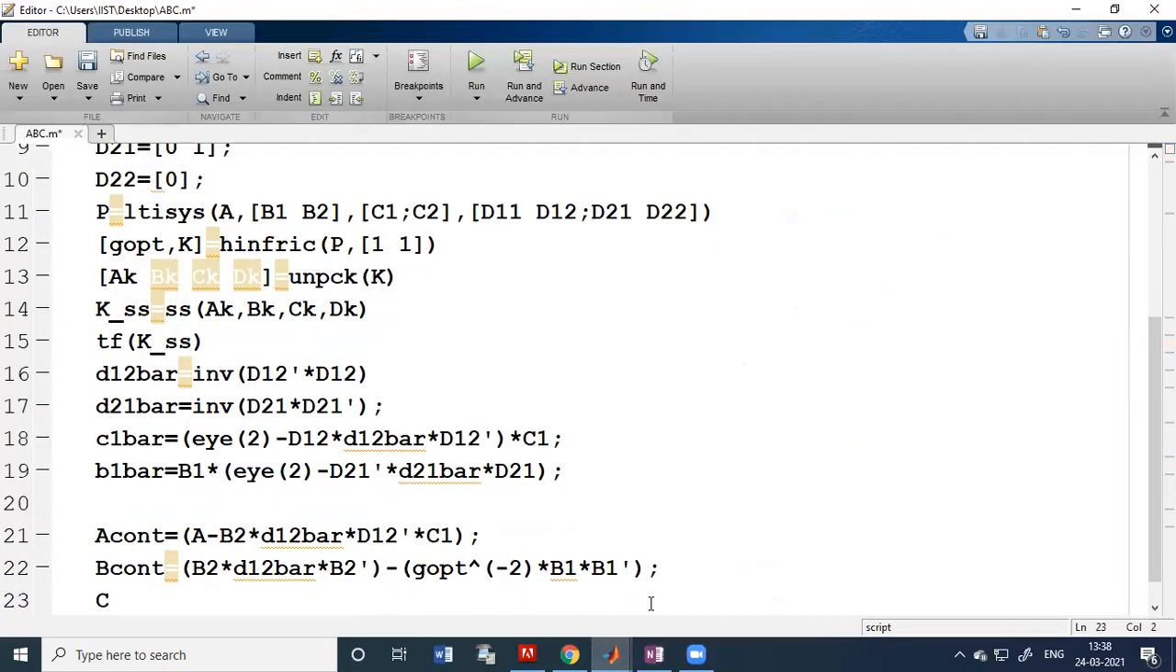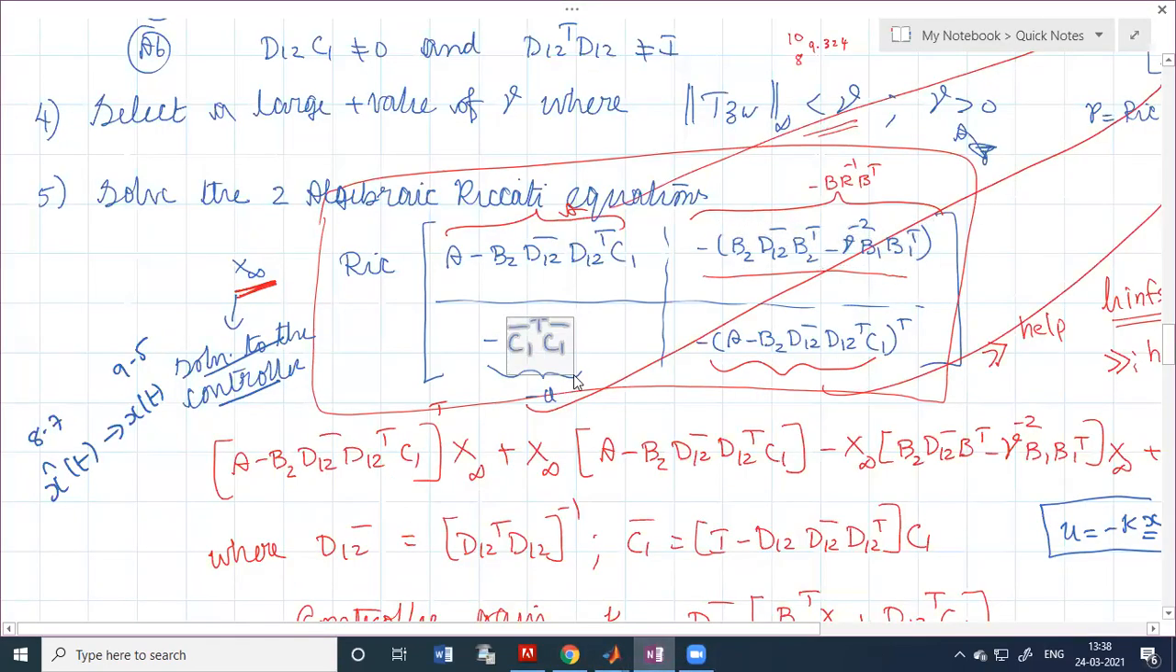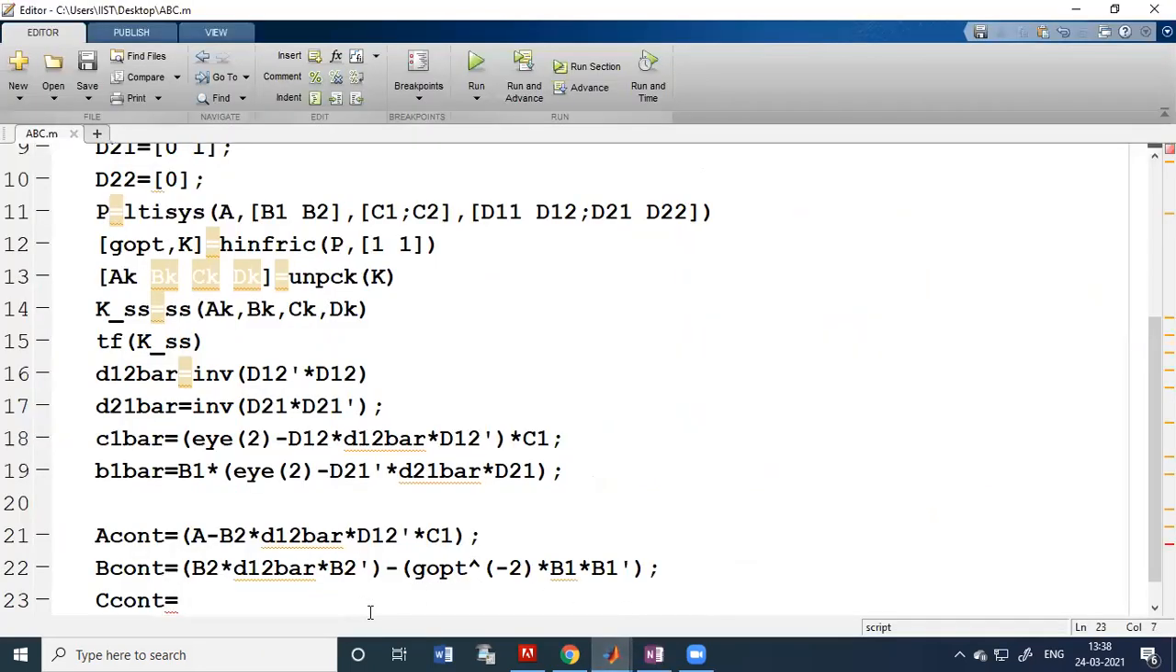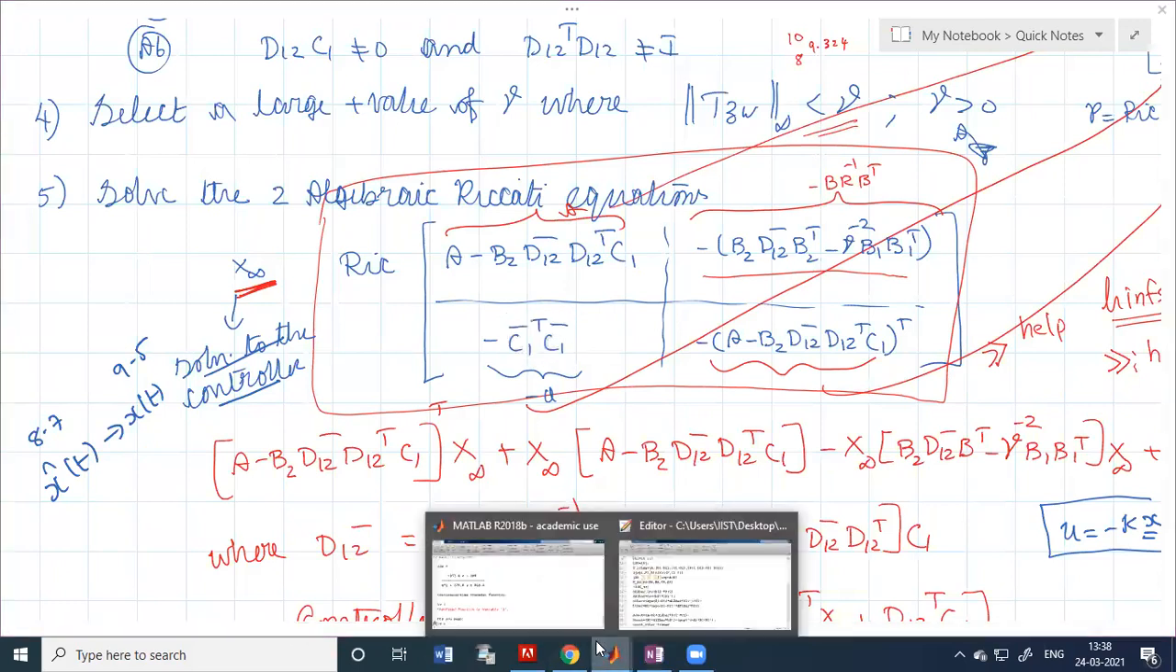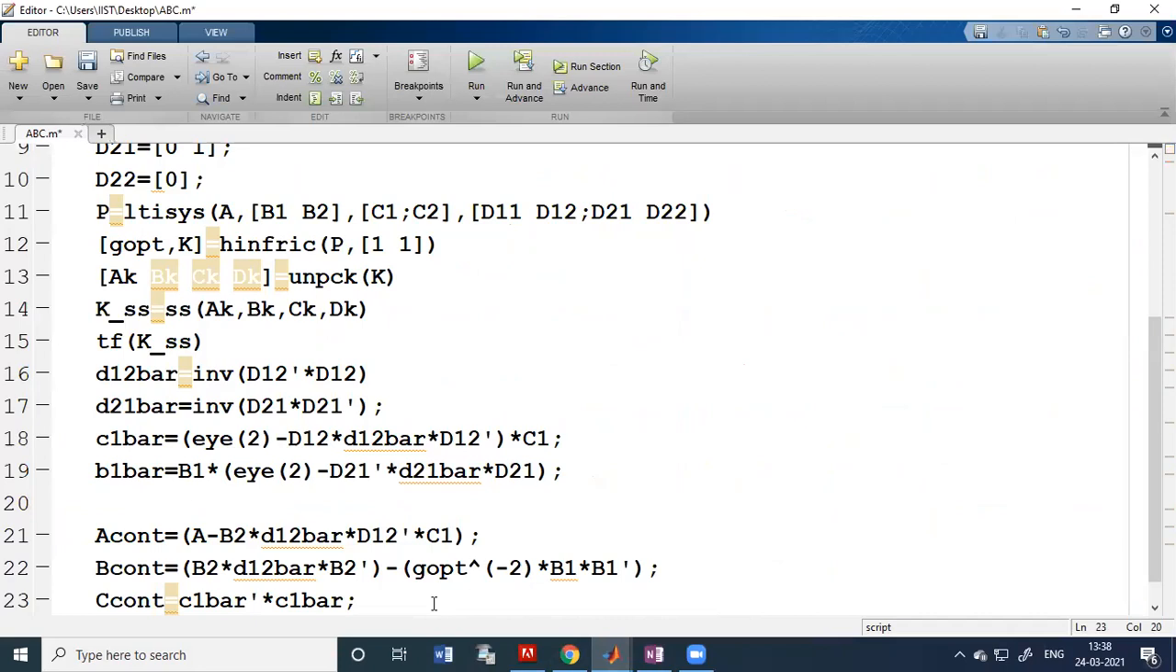Then C for the controller. What is that? By C for controller, I mean this part only, without a negative sign. Read it out. C1 bar transpose C1 bar. Right? Then what?